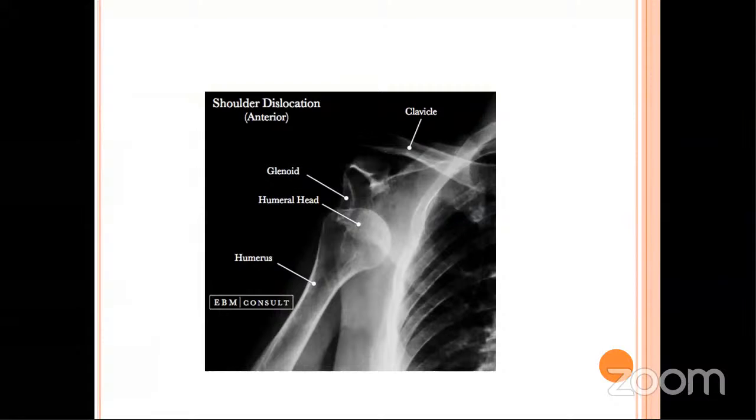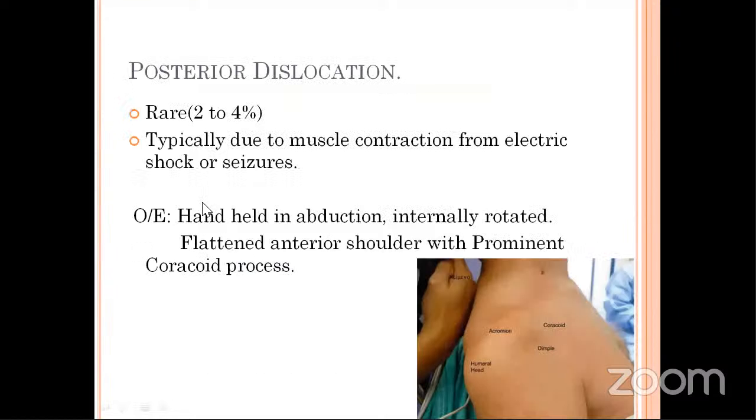This is the radiograph showing anterior dislocation. There is a widening of the gap in the shoulder cavity. The next is posterior dislocation. It's a rare type. It occurs only up to 2 to 4%. It's most typically due to violent muscle contraction from electric shock or seizures.